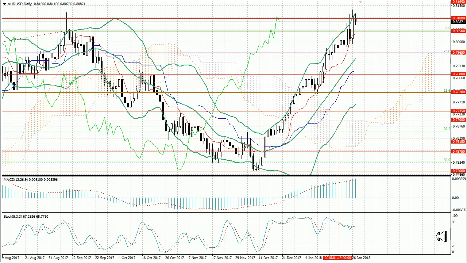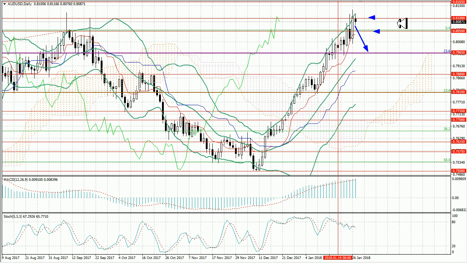Now let's see the pair AUD/USD. The pair reached last week the level of 0.81. Currently the price is trying to begin a correction, and if it goes below 0.8050, the fall may continue to the middle line of Bollinger Bands at around 0.7965. The key level for the bulls is 0.81.